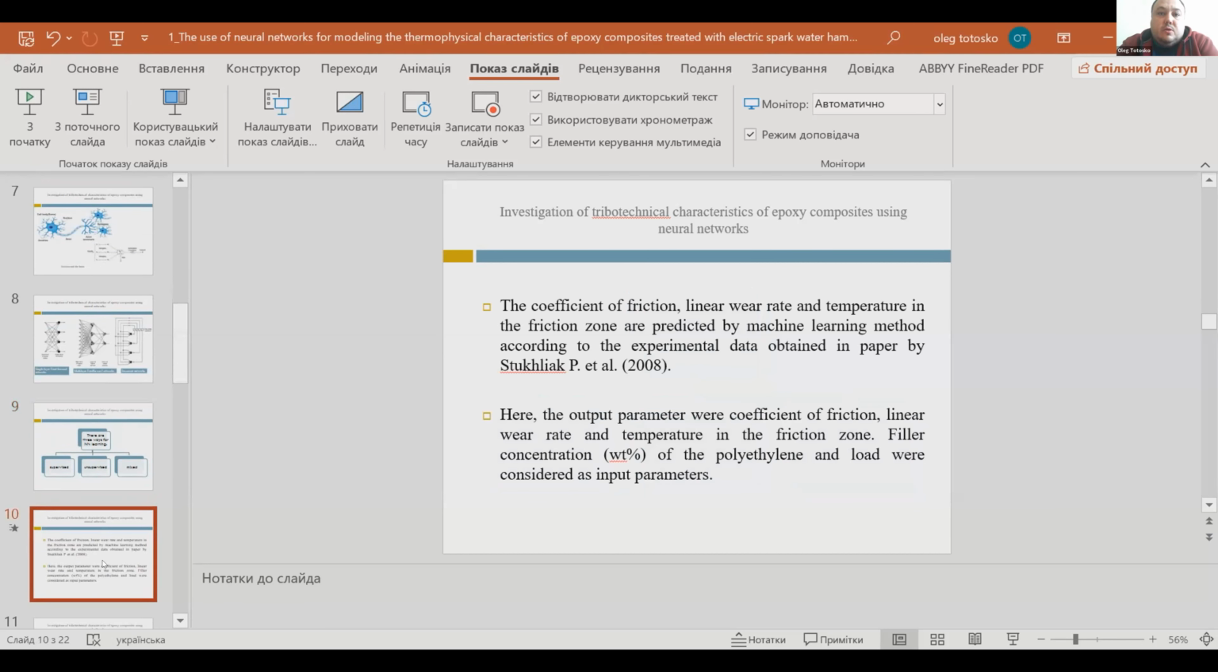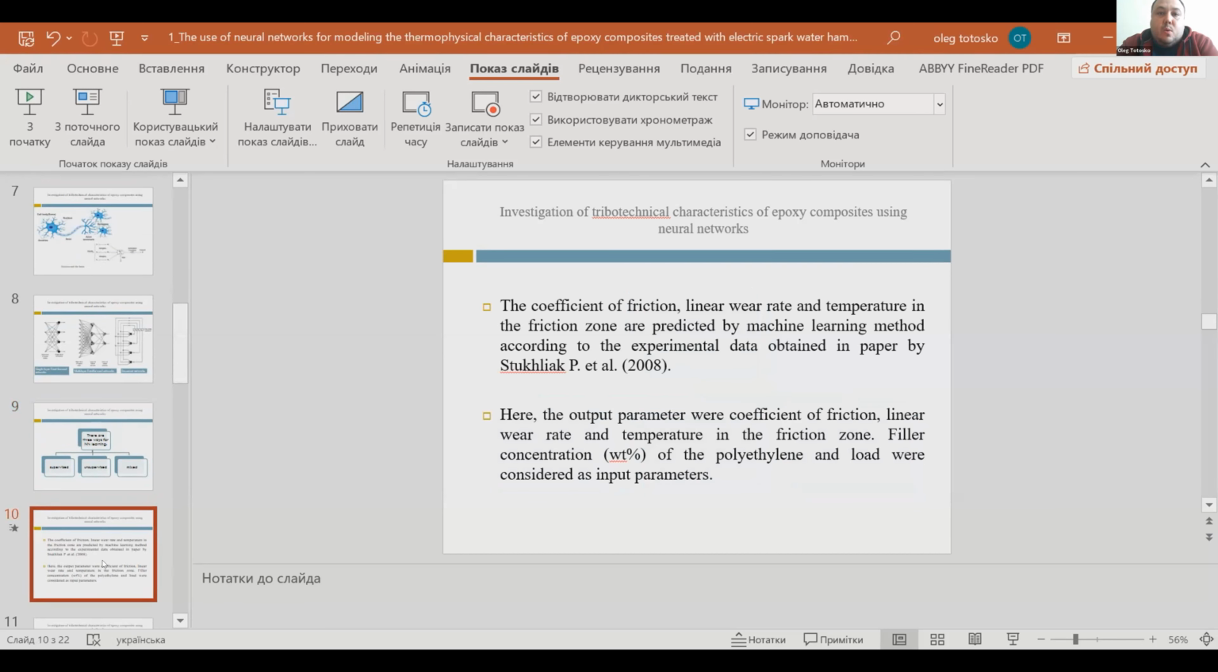The coefficient of friction, linear wear rate, and temperature in the friction zone are predicted by machine learning methods according to the experimental data received in the paper by Stukhlyak and Petrov. During learning, the data set is divided into two unequal parts: learning and test samples. As you see, 80% of samples are randomly selected for the training sample from all experimental data, and 20% are left to assess the quality of prediction.